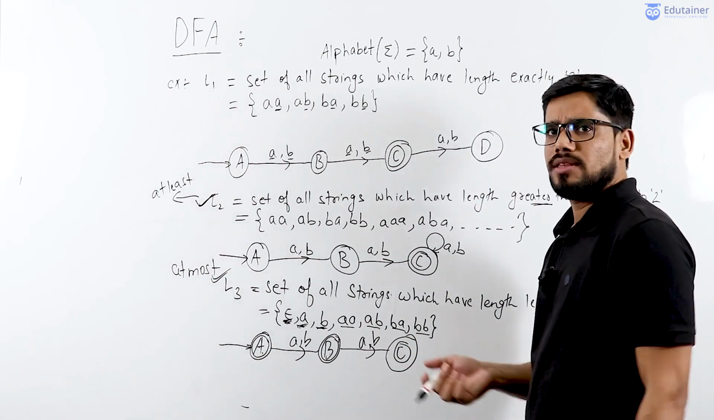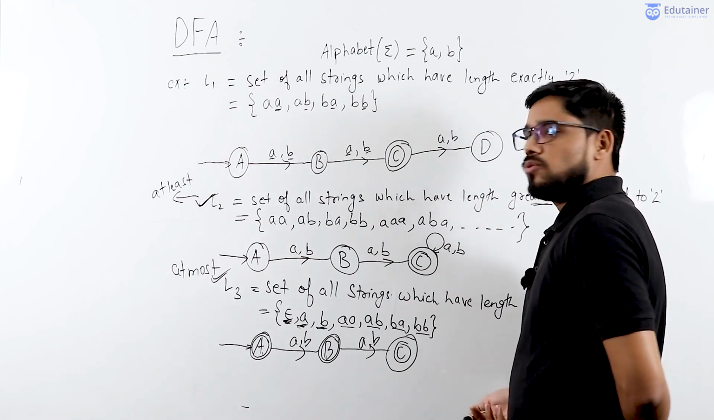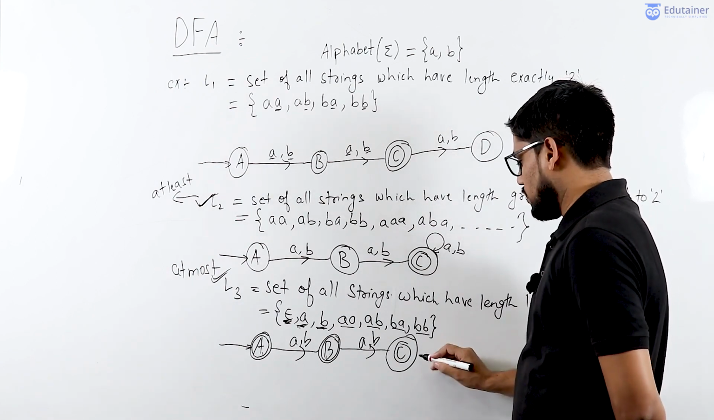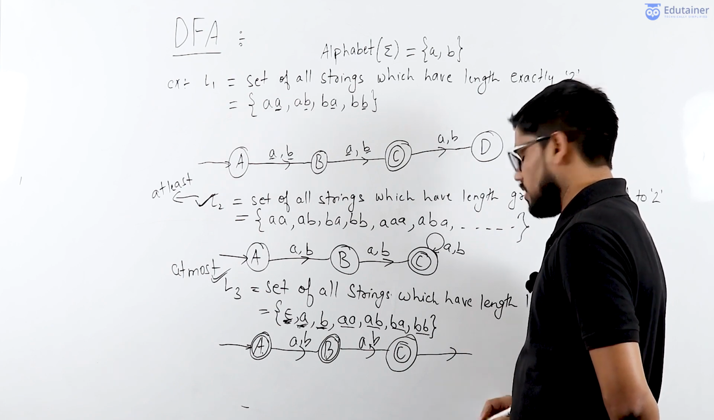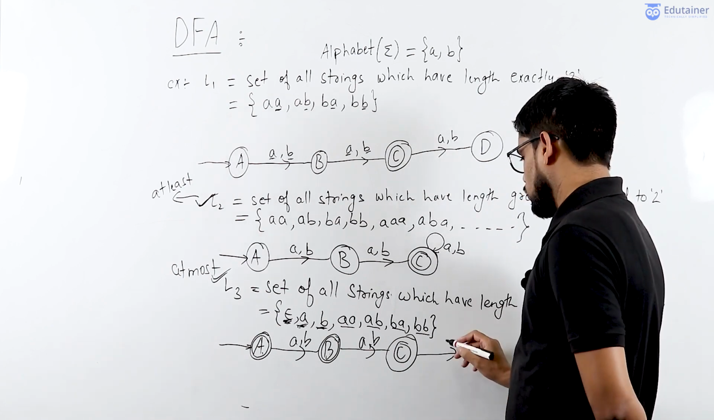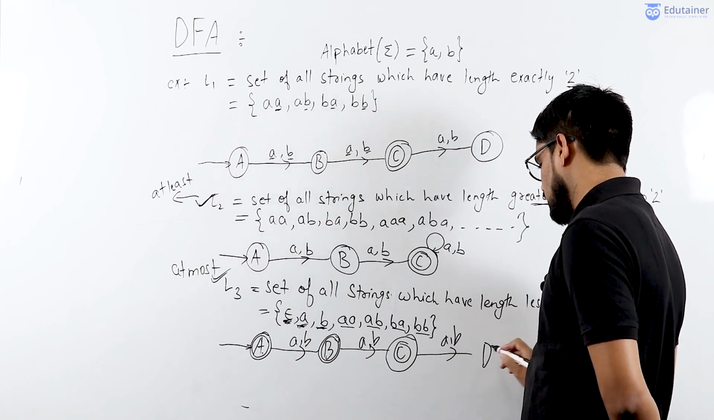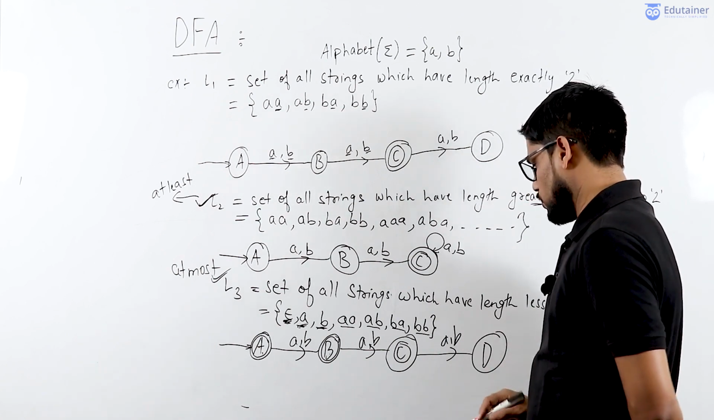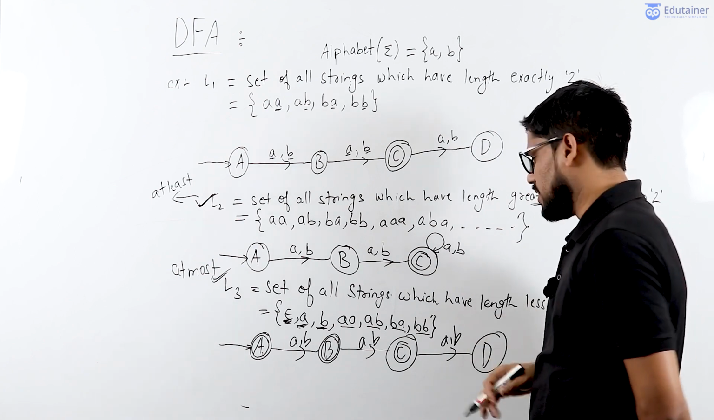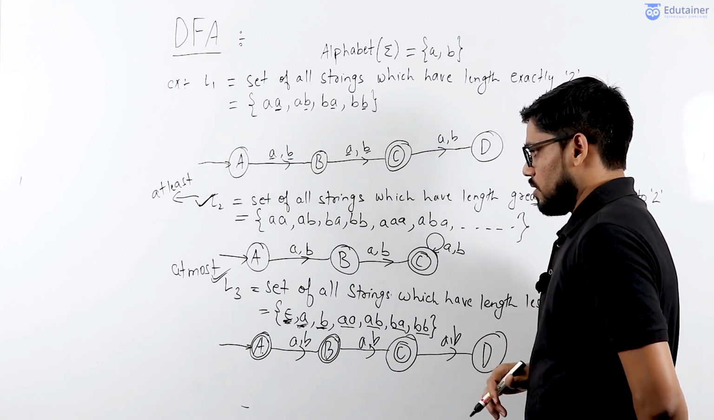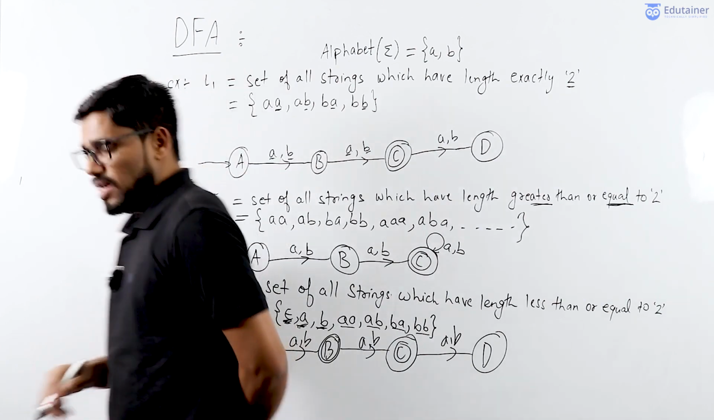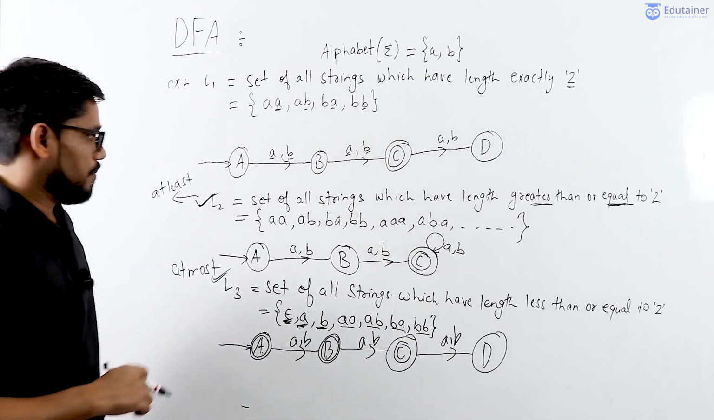And what about length greater than 2? I will not accept it. So for length greater than 2, I will simply reject the string. For rejecting a string, you will go to a dead state. Let's say the dead state will be capital D. So capital D is not a final state, it is a dead state. So this is the DFA for language L3.